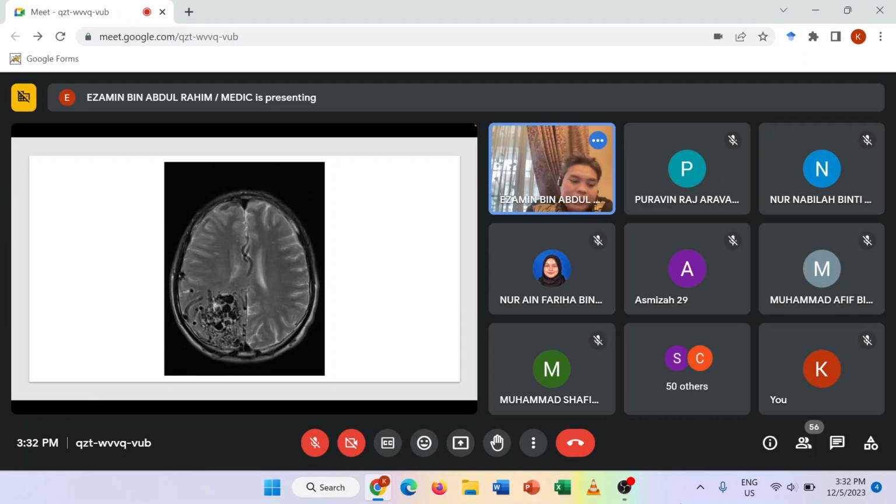Whatever sequence. Okay. Kita ada beberapa basic sequence yang you should know. Like this one is T2, and then T1. I tak sempat nak tunjuk dalam ni. Alright, tak apa, terlupa. Okay.